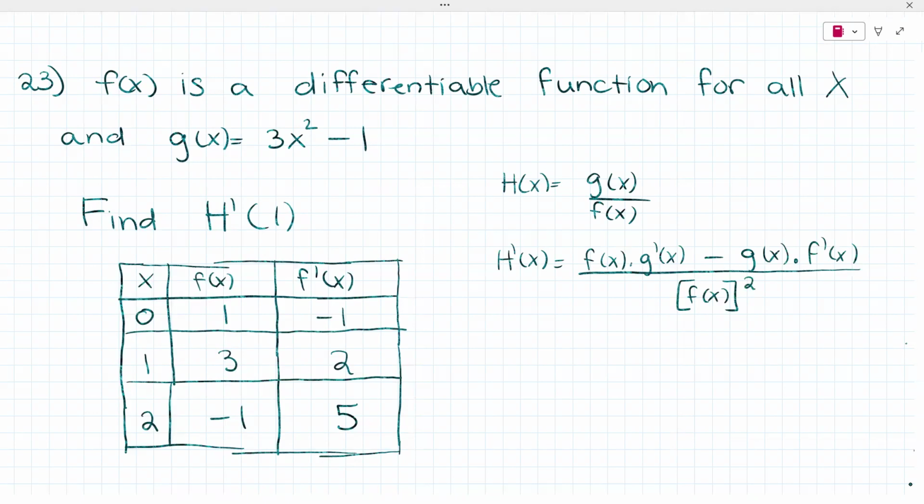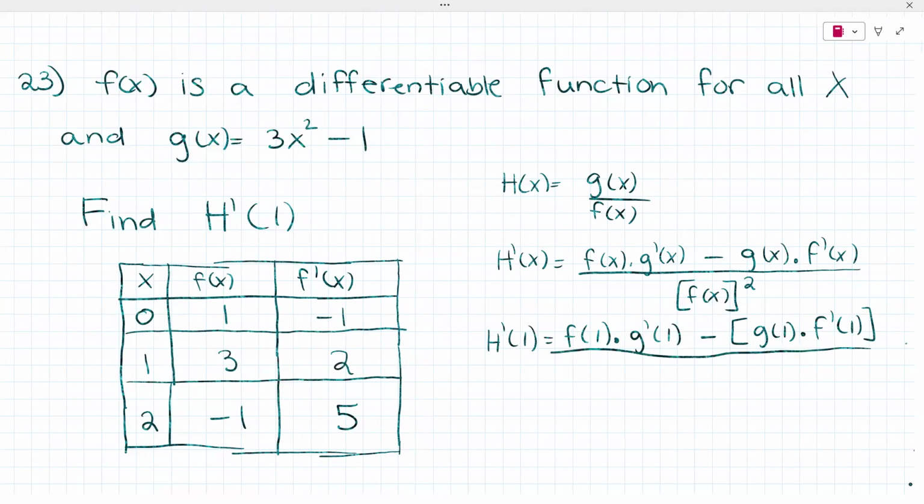Okay, so now this is where we're going to need the table. Maybe we should plug in 1. I think that would be helpful. So let's plug in for h prime of 1. It's going to be f of 1 times g prime of 1 minus, and I'll put a little bracket, g of 1 times f prime of 1, all over f of 1 squared.